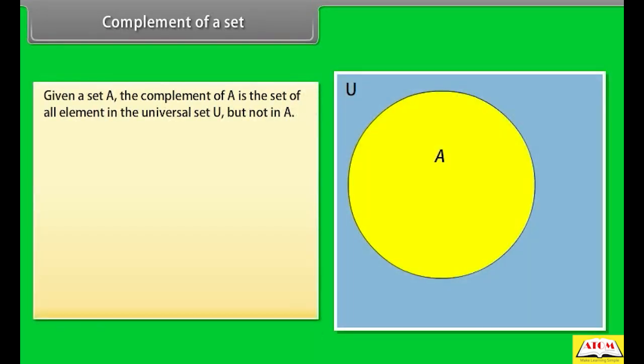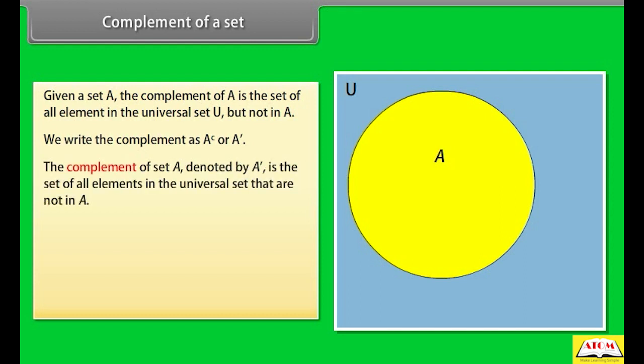Complement of a set. Given a set A, the complement of A is the set of all elements in the universal set U, but not in A. In other words, the complement of set A, denoted by A dash, is the set of all elements in the universal set that are not in A. The shaded area outside A represents A dash.